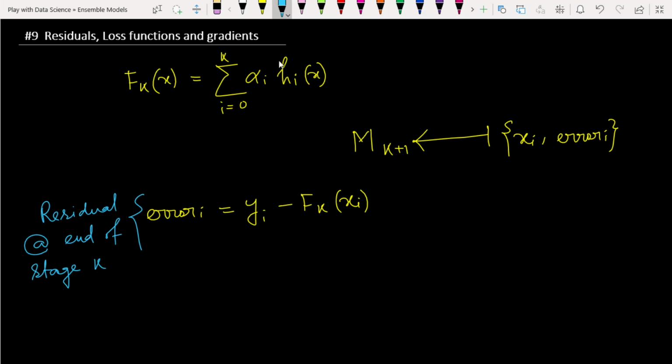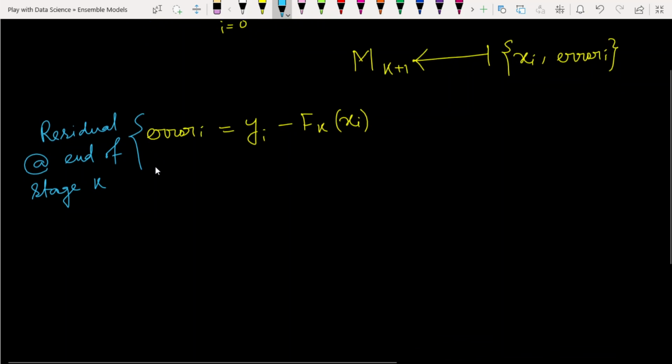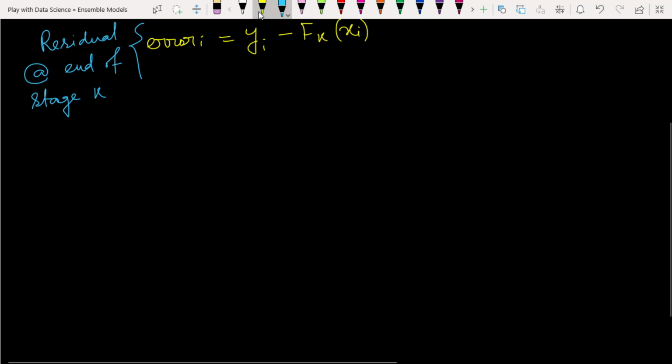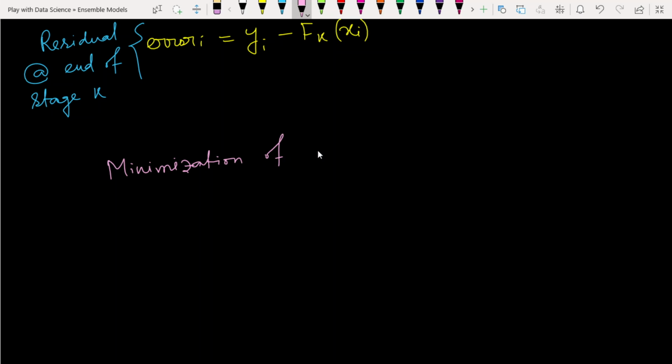And the gradient here, let's see why these things are called gradient boosting. What is the main intuition of the gradient? Our job at each stage is the minimization of the loss function.